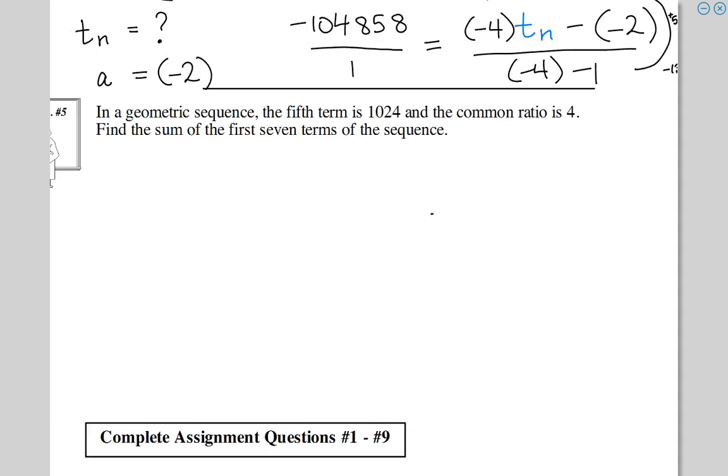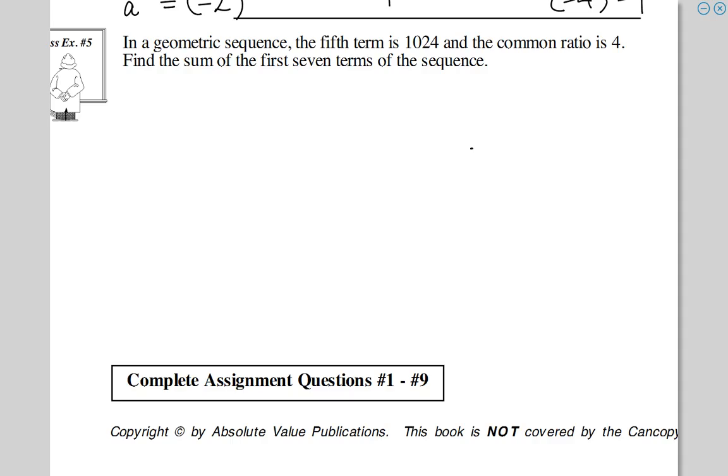Okay, let's take a look at class example 5. And again, a good strategy in your math and science courses: as you read, jot stuff down. Okay, so geometric. I know which formulas I'm using. Fifth term, so I can jot that down. In symbols, what would you write? T5 equals 1024. And then we have this common ratio, so R is 4. And then it says find the sum of the first 7, so I need S7, question mark. And now there's no confusion. I know exactly what I need to do, just whether I can execute it or not.